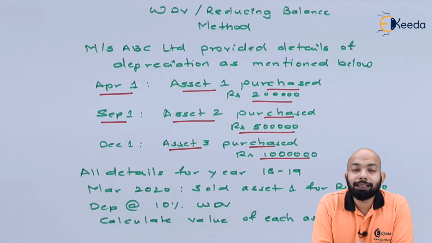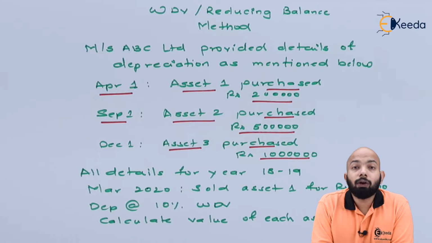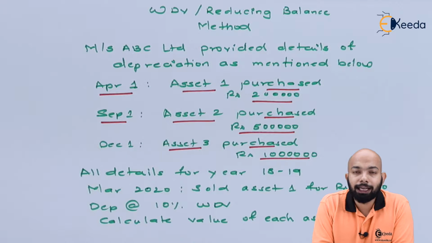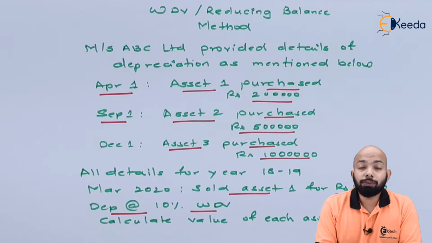Depreciation is provided at the rate of 10% on WDV or reducing balance method. As you know, the reducing balance method, or WDV method, includes calculation of depreciation not on the cost price but on the value mentioned as the balance at the end of every year. Hence, make sure there is no mistake while calculating depreciation under this specific method. Let's go ahead with the timeline first, and then we'll start with the working.